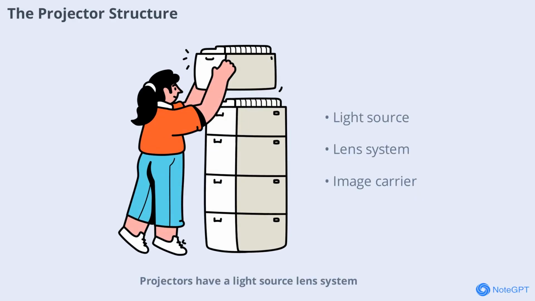Projectors have a light source, lens system, and image carrier like a slide or digital chip. The light source illuminates the image, which is then magnified and projected onto a screen by the lens system. Understanding the structure helps in setting up and using projectors effectively.